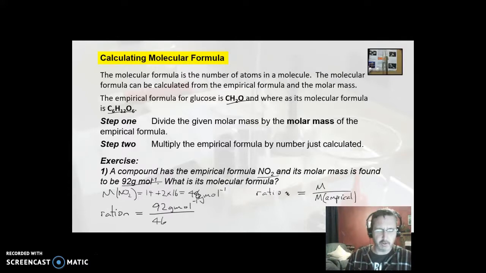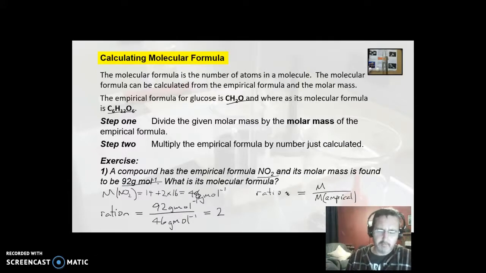Now what you should find whenever you do these problems, unless there's a wee bit of error in your experimental technique in finding out the values, is that you're going to get a whole number here, because the ratio has to be a whole number. You can't make a simpler ratio without dividing by a whole number, so we can't get back to the molecular formula without multiplying by a whole number. In this case, the whole number is 2.